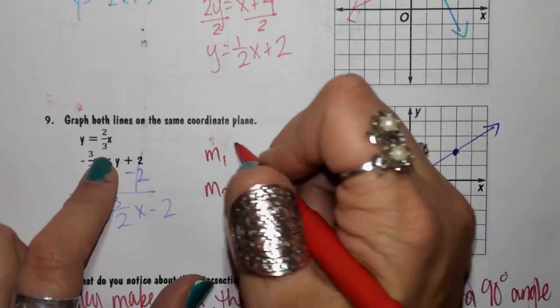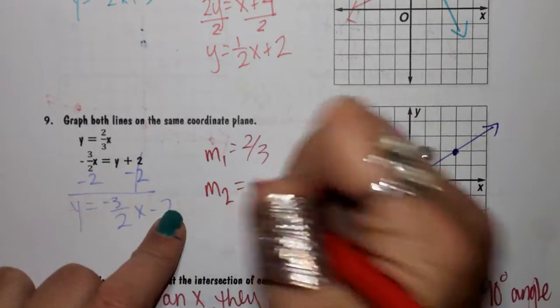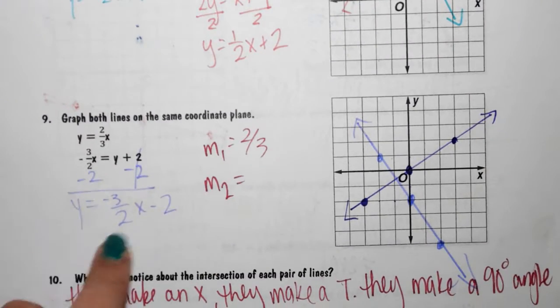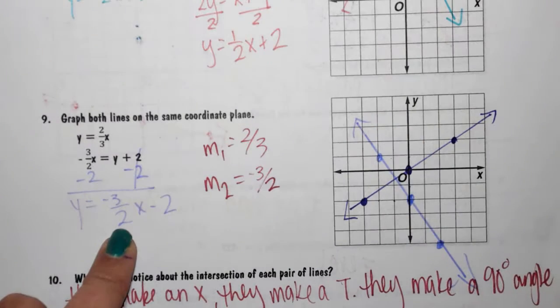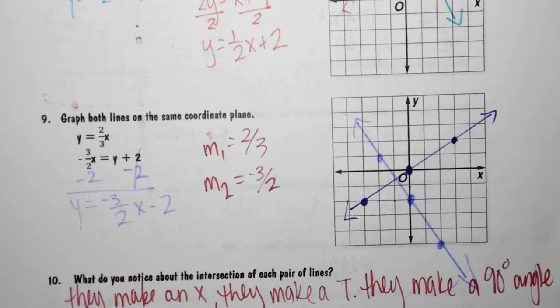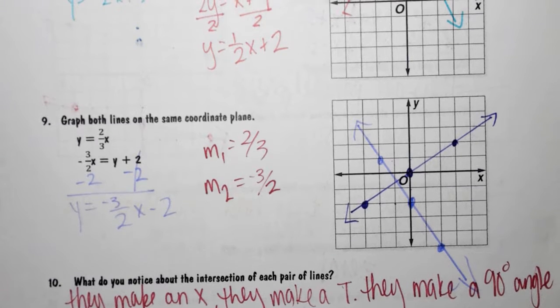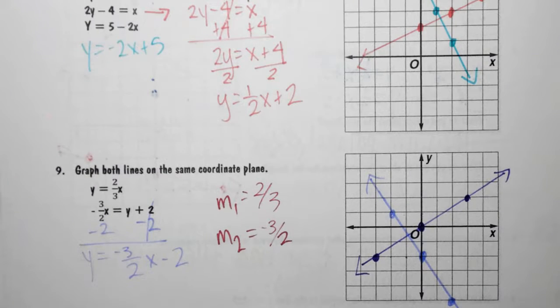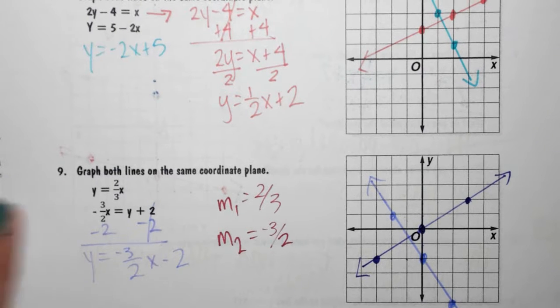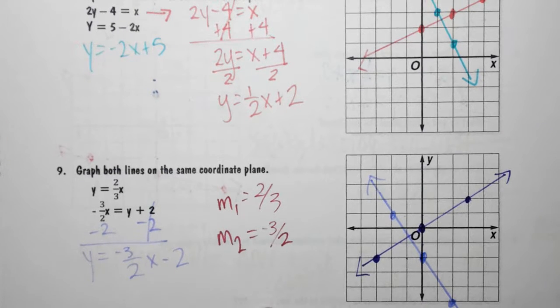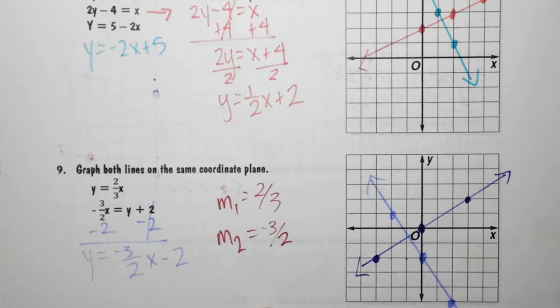2/3. Okay, awesome. And what's M2? -3 divided by 2, so -3/2. You can say that as well. Not -3 twos, and it sounds like you're saying tooth, like your teeth, but it's twos.